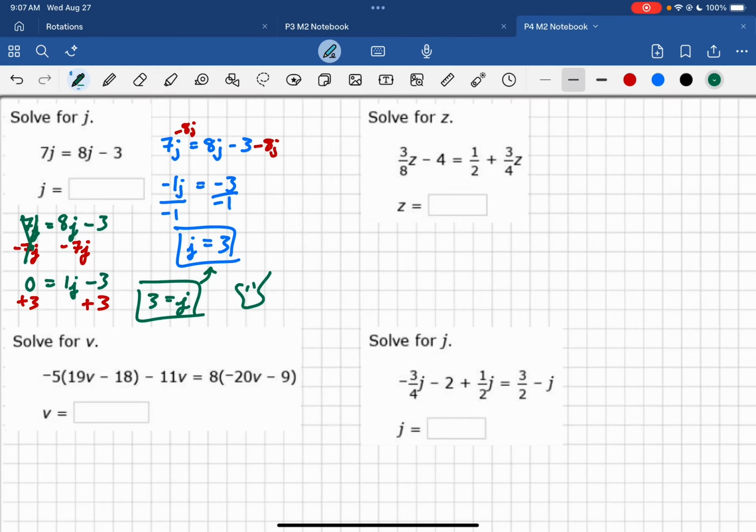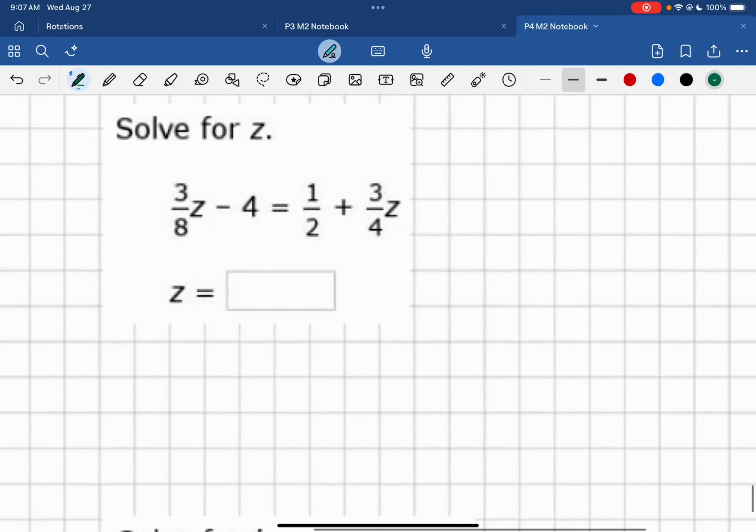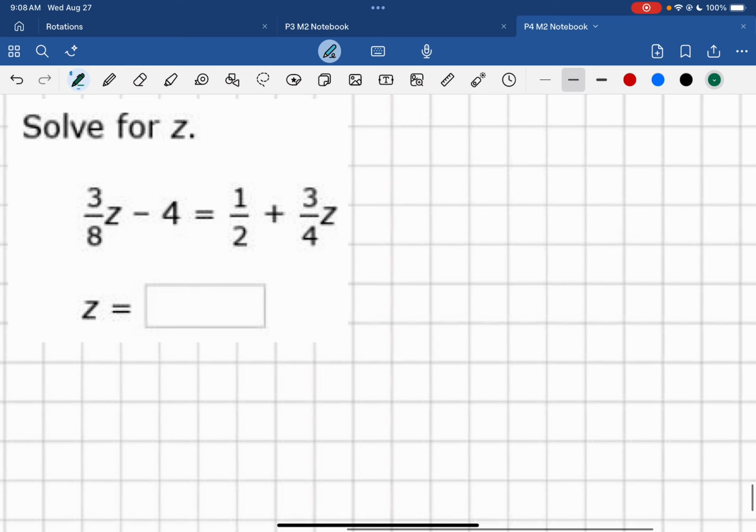All right, the next equation with variables on both sides. We're going to attack this scary looking dude right here. He has fractions. Now, don't be scared of fractions. Instead, just be a fraction killer.